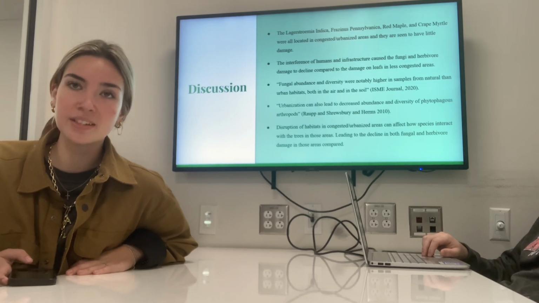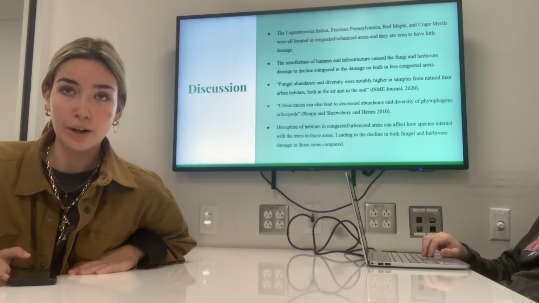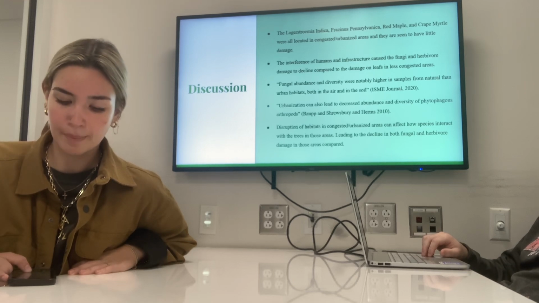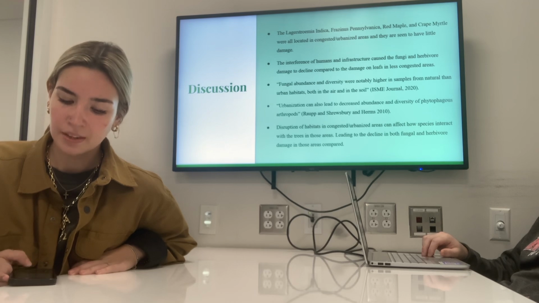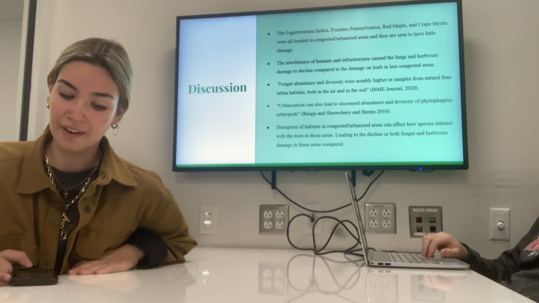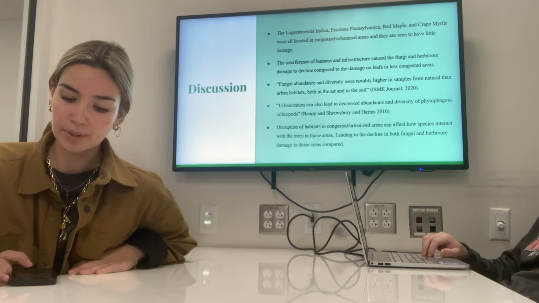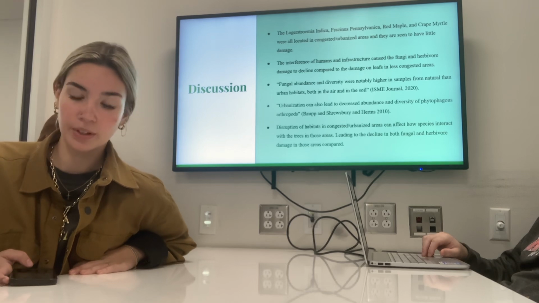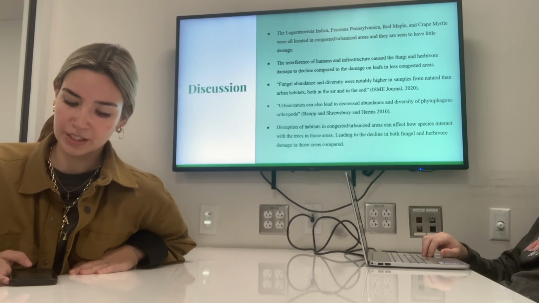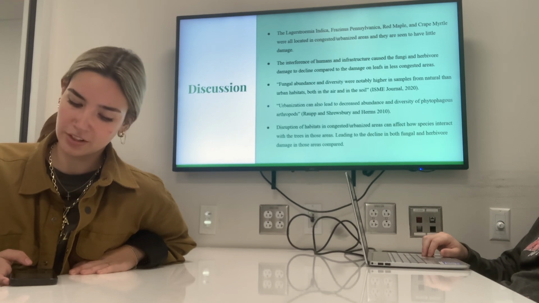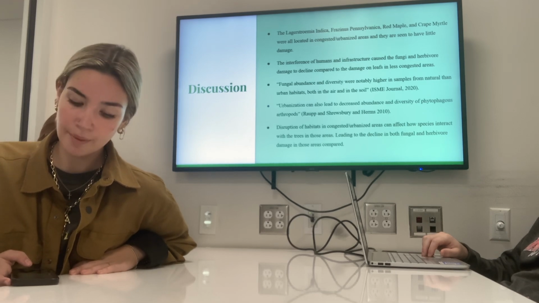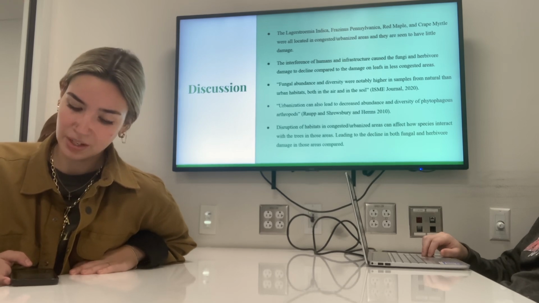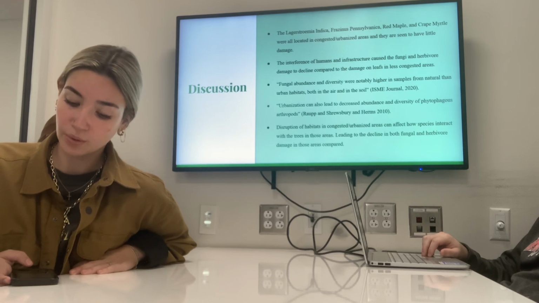The interference of humans and infrastructure caused the fungal and herbivore damage to decline, compared to the damage on the leaves in the less congested area. This is proven because studies show that fungal abundance and diversity were notably higher in samples from natural than urban habitats in both the air and the soil, ISME Journal 2020. Studies show that urbanization can also lead to a decreased abundance and diversity of arthropods, Raupp and Shrewsbury and Herms 2010.